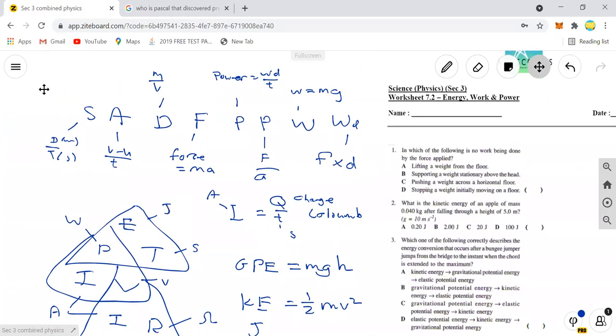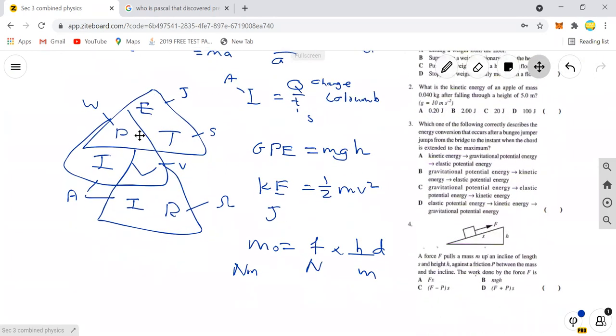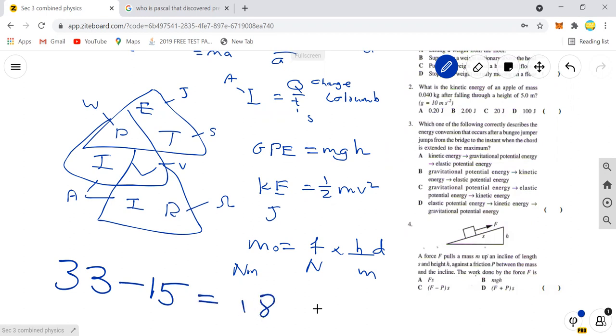So how many have we memorized? Let's count. Altogether, there are like 33, I think. So you already know 15. Altogether there are 33, minus 15, 18 more to go. Okay, and you're only sec 3, so it's fine.